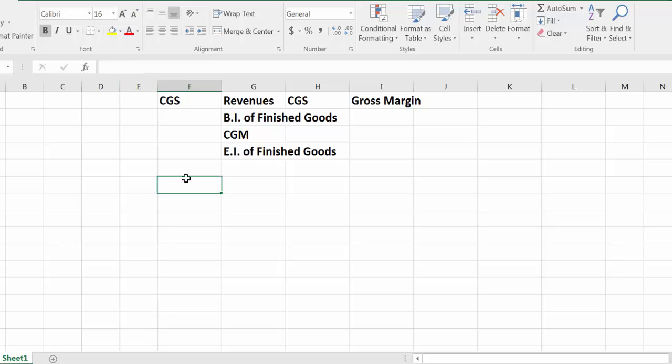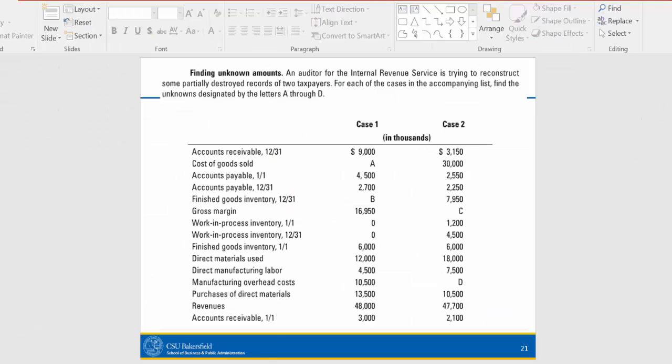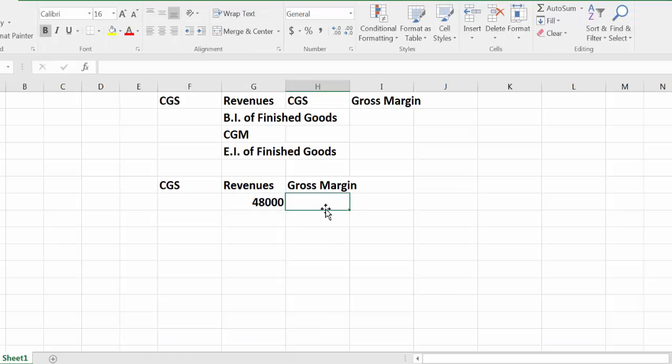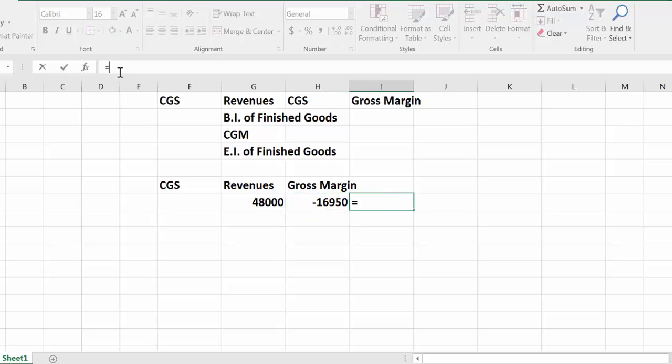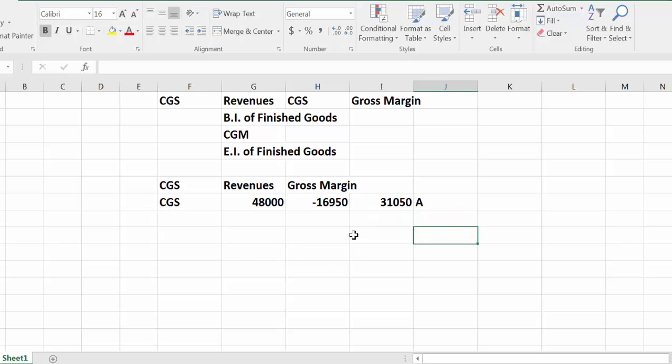In this case, the CGS equals revenues minus gross margin. The revenue value we have is 48,000. The gross margin is 16,950. If you do the math, we have 48,000 minus 16,950. So this CGS is 31,050. That's the answer A. So I'm going to put A here to mark that.